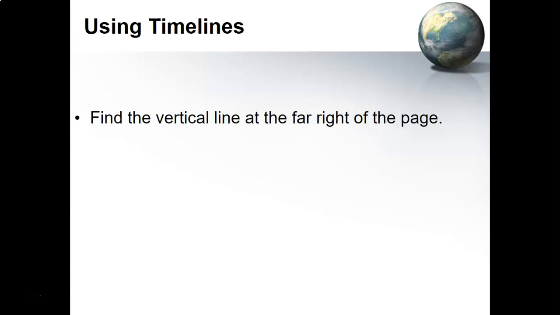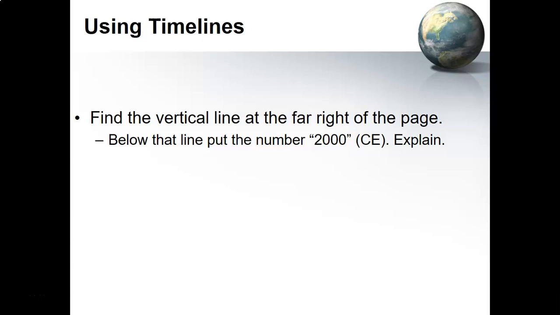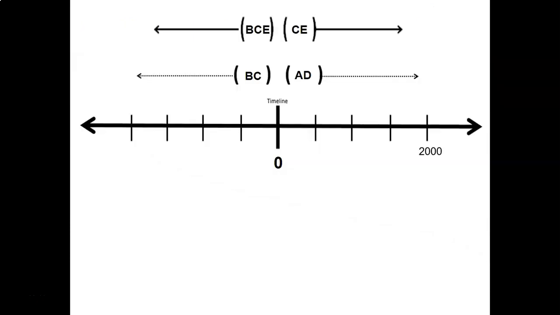Well, what about all of those vertical lines in between? If you find the vertical line at the far right of the page, put 2000 below that. Now, obviously, that's in the Common Era. In other words, that's to the right of the zero. And you're going to see that is a huge difference. So what exactly does that represent? Well, that represents the year 2000 of the Common Era. So if you think about where we are right now, 2022, we're a little bit to the right of that particular line.